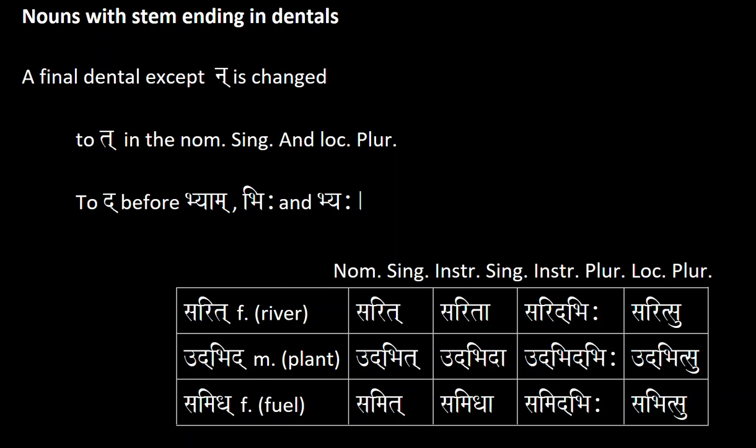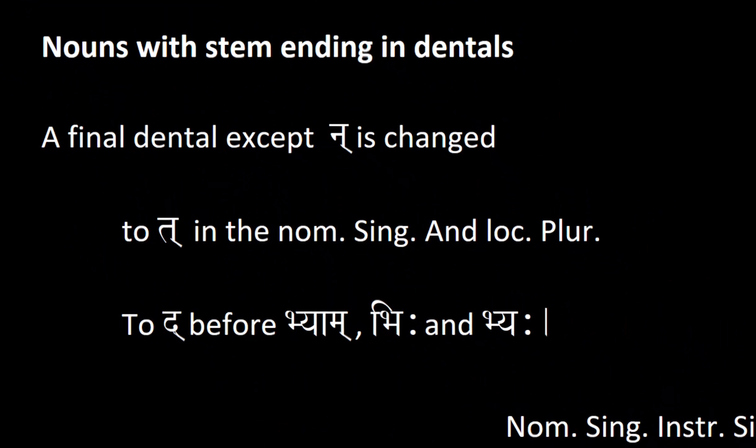In this lesson, we will learn about nouns with stems ending in dentals. All final dentals, except when that dental is na, change to ta in the nominative singular and in the locative plural, and then that ta is softened to da before bhyam, bhis, and bhyas. At this point, you should be able to see that anytime you see bhyam, bhis, or bhyas, the hard consonant is softened into the soft consonant.